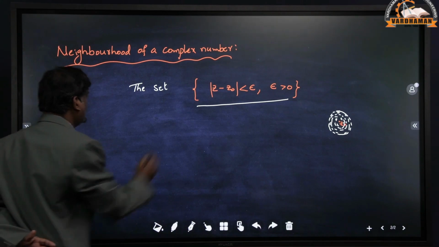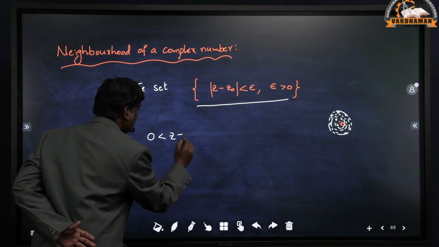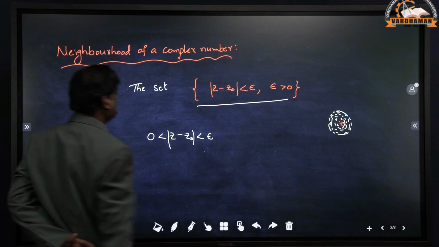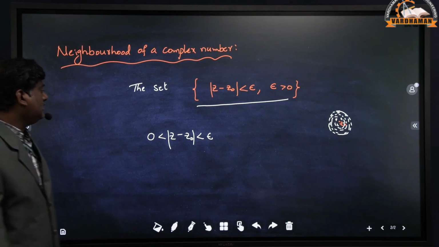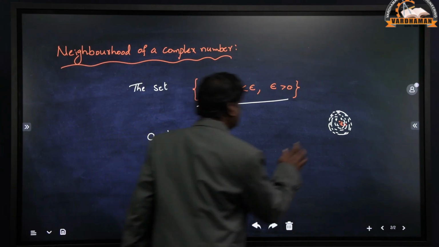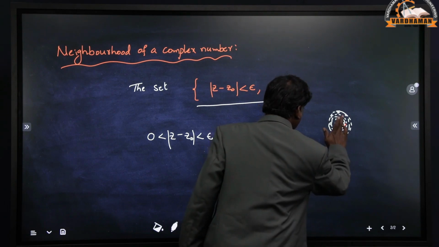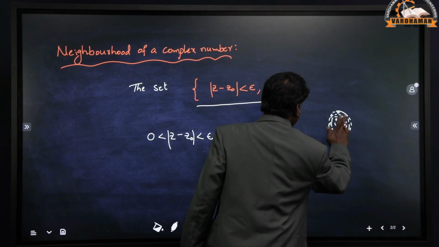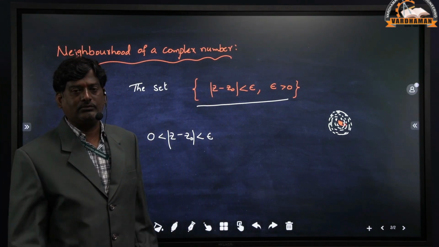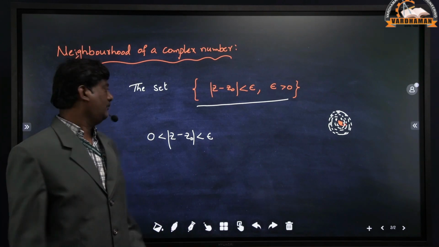Now here, we can also use another term, deleted neighborhood of a complex number. What is a deleted neighborhood? 0 less than modulus of Z minus Z0 less than epsilon. This is called a deleted neighborhood of a complex number. Here the point Z0 is not included. If you remove this point and consider the remaining part, that is called a deleted neighborhood of a complex number.